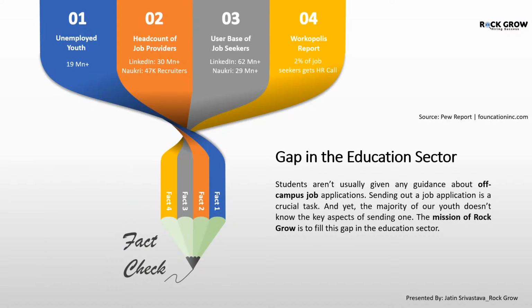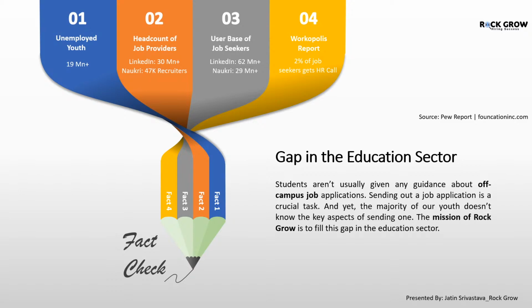The second slide is going to be towards understanding the worth. When we talk about the gap in our education sector, students aren't usually given any guidance about off-campus job applications during our course curriculum, right from day one of joining the college till the time we leave the college. The only thing that we are taught is academics, but how to put that academic knowledge to use to get a job is something that is missing in our current academic system.